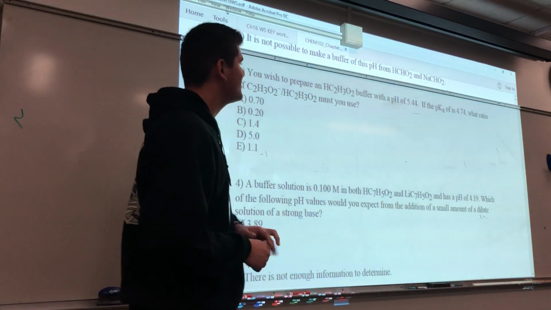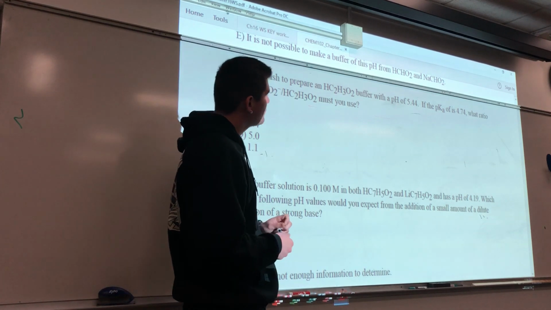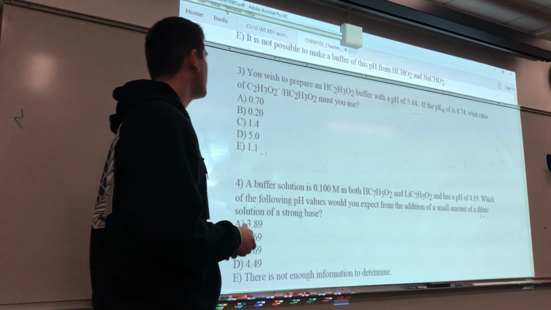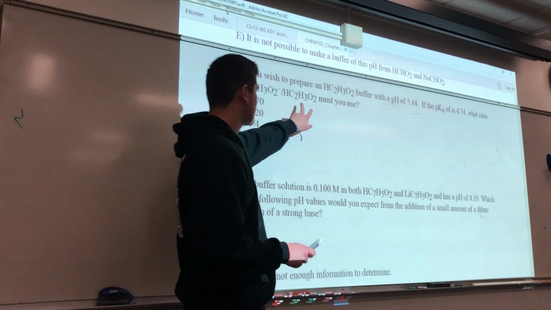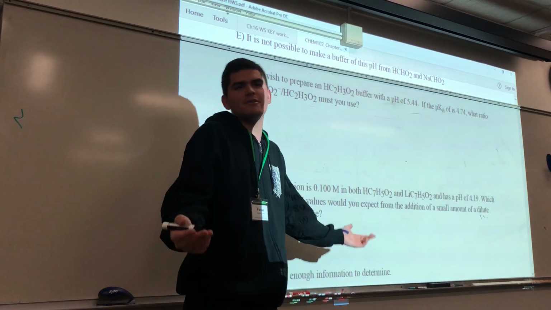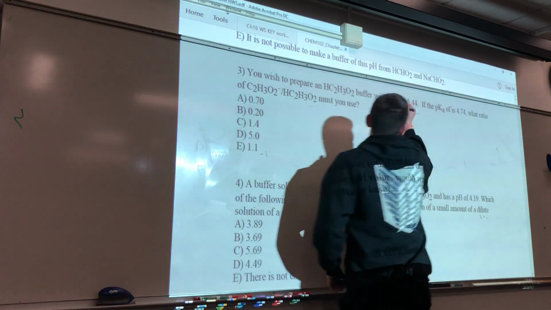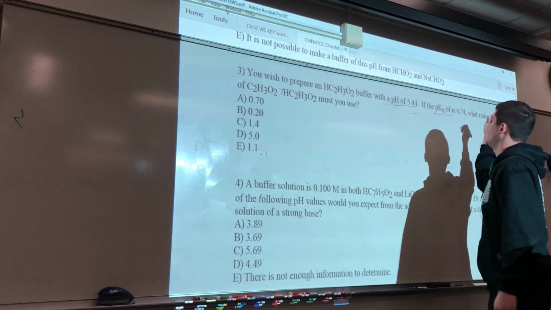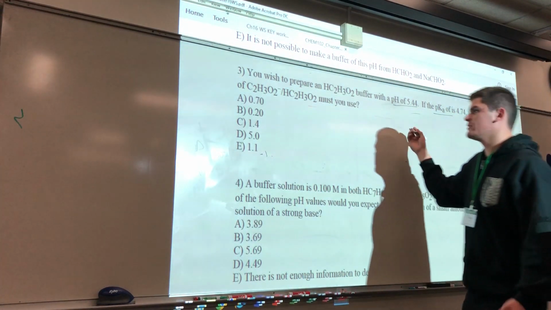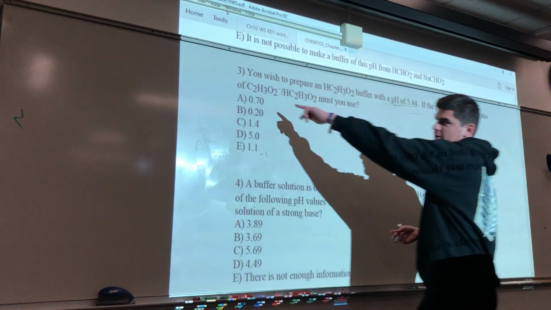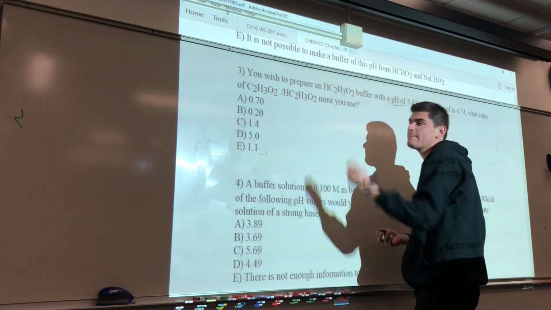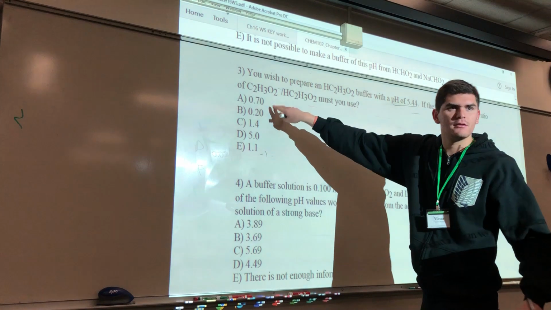You wish to prepare an acetic acid buffer with a pH of 5.4. If the pKa is 4.74, what ratio of acetate to acetic acid must you use? This is very similar. It's just like the one we did in the chapter review. So let's do it. They're giving us a pH and a pKa, right? So let's write the Henderson-Hasselbalch. Do you have a buffer system here? Yeah. Agree? Yes.